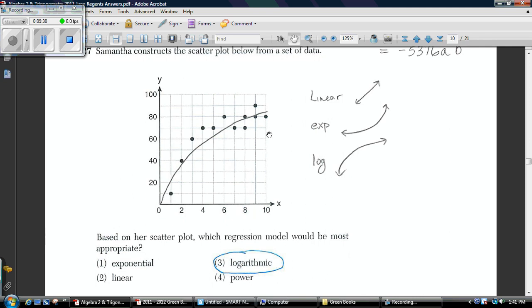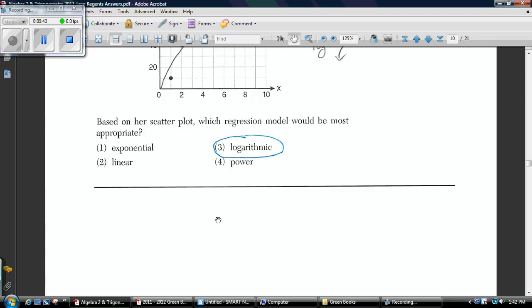Samantha constructs this scatter plot. Which one would be most appropriate? Logarithmic. Linear is a straight line. Exponential would go like this, and that's not. And this is going the opposite direction, and so this is logarithmic.